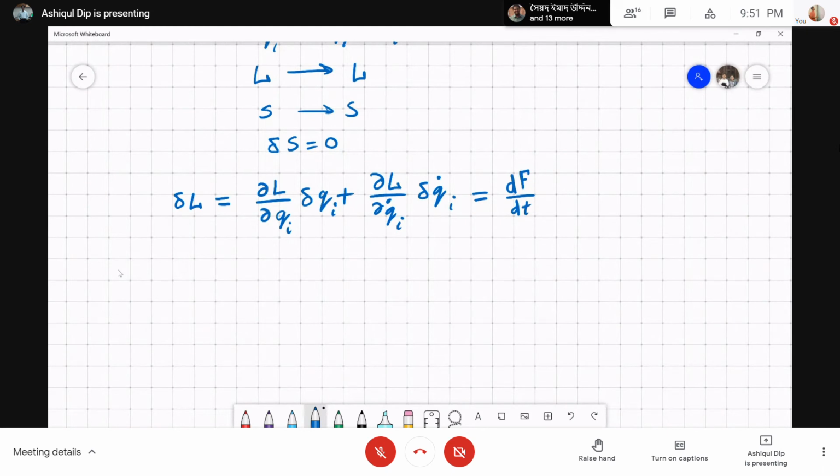What is ∂L/∂q using Lagrange's equation? Use the equation of motion, the Lagrange's equation of motion here.